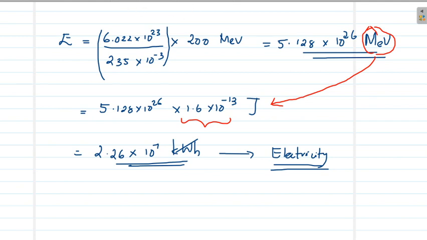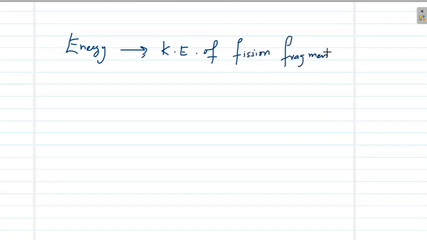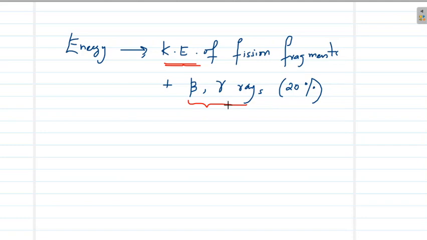And this energy released is usually shared as the kinetic energy of the fission fragments. We can obtain the output energy from a fission as the kinetic energy of the fission fragments, and about 20% of the energy is given to beta and gamma rays. A majority of the energy is taken up by the fission fragments as kinetic energy, and about 20% of the energy is liberated through beta and gamma radiations. This is the sharing of the energy released from the fission process between the fission fragments and other decays.